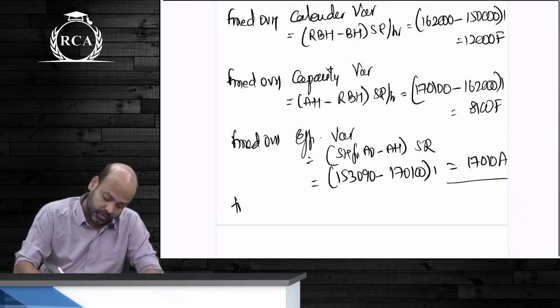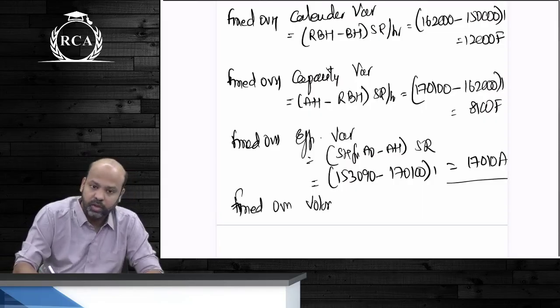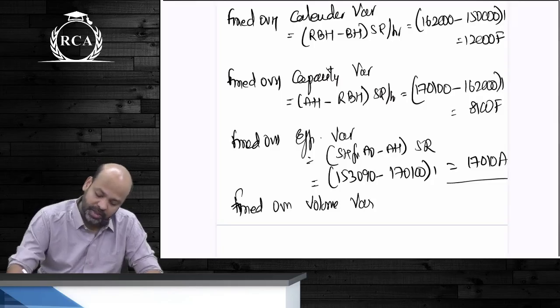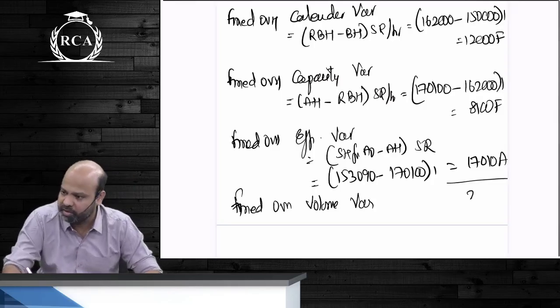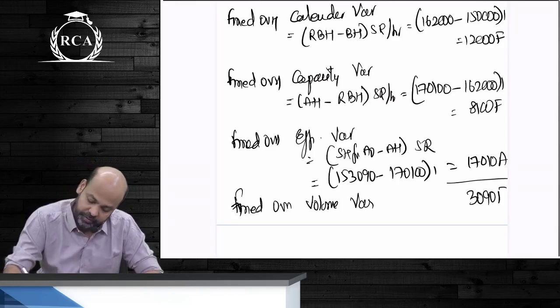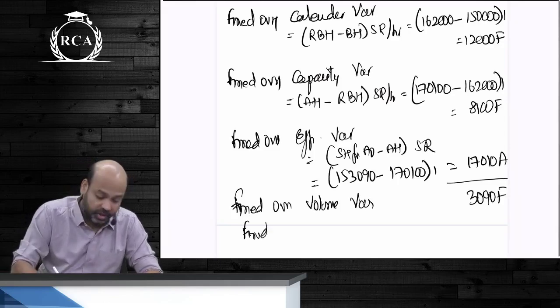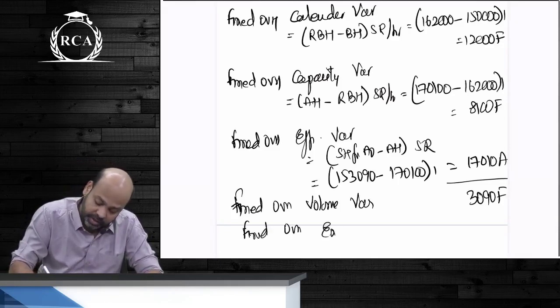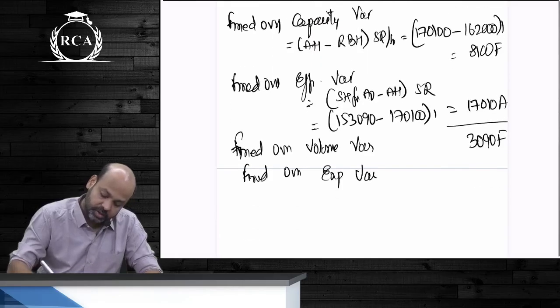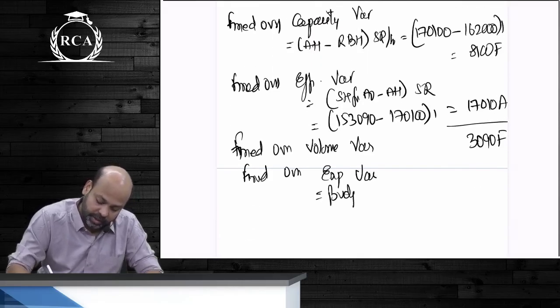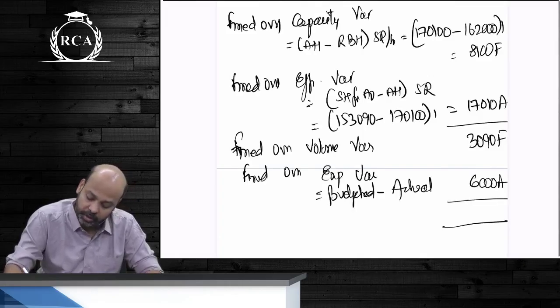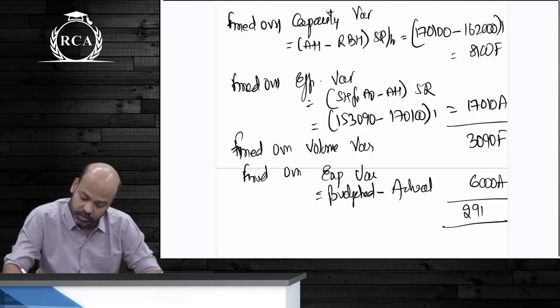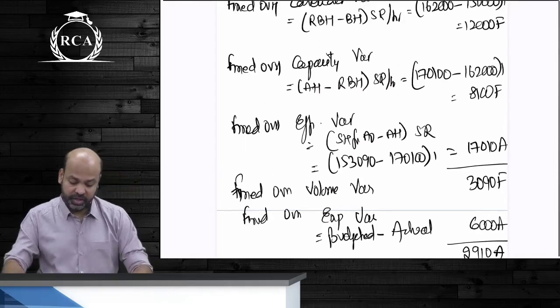Total fixed overhead volume variance is absorbed minus budgeted. 3,090 favorable. Fixed overhead expenditure variance would be equal to 6,000 adverse, budgeted minus actual. 6,000 adverse, guys. So this would be equal to... Please check, guys.